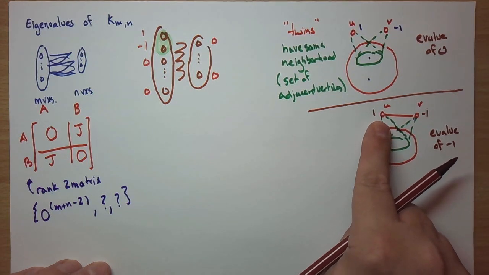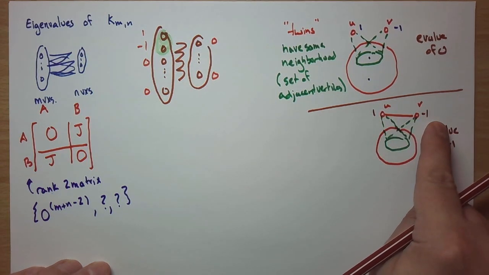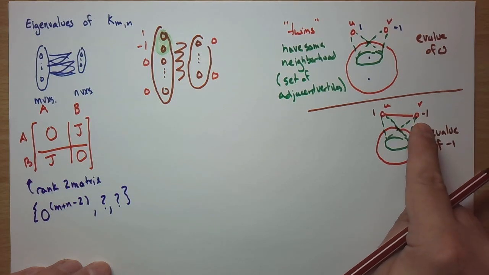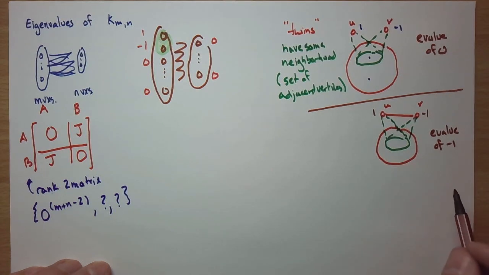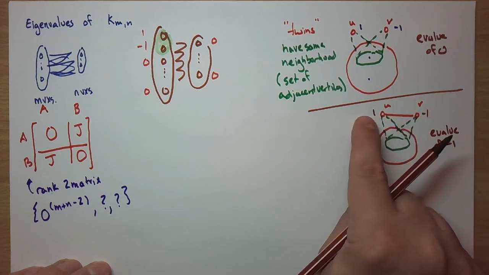Because if I'm u, the sum of my neighbors is -1. If I'm v, the sum of my neighbors is 1, which is the negative of what I started with. And if I'm anywhere down here, I'm 0 to start with, and I'm still 0 afterwards. By the way, have we seen an example of a graph with lots of eigenvalues of -1? The complete graph.